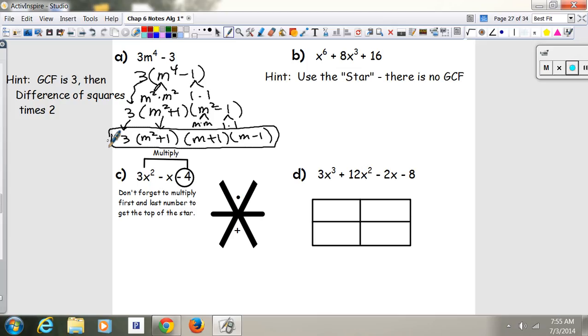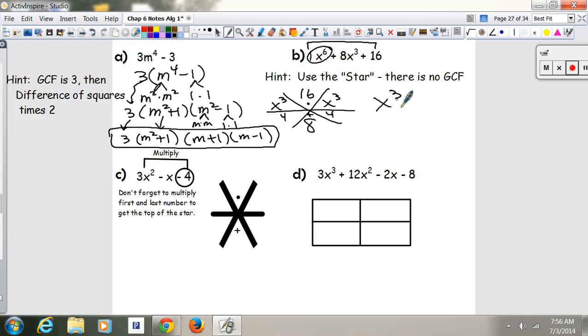Letter B is just a star. No GCF. There's nothing you can take out. So draw a star here. 16 is going to go on top because 1 times 16 would be 16. 8 is going on the bottom. I'm going to put x to the third because when I multiply x to the third times x to the third, that's how I get this x to the 6. I'm going to put x to the third on the top of my star. And multiply to give me 16, add up to 8 would be 4 and 4.